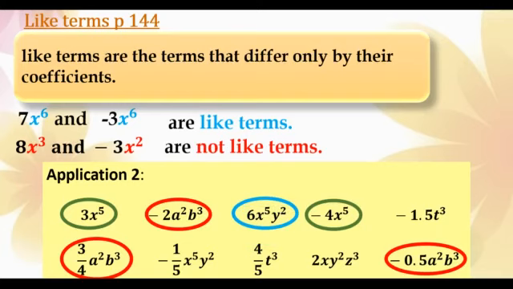We have 6x over 5y squared, and we have minus 1 over 5 x over 5y squared. Both of them have the same variables, which are x and y, and the same exponents on the variables. We have also minus 1.5 t cubed and 4 over 5 t cubed.